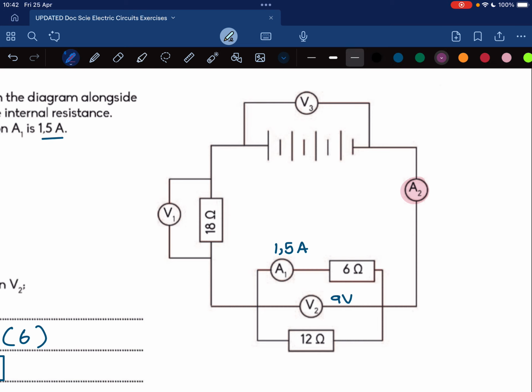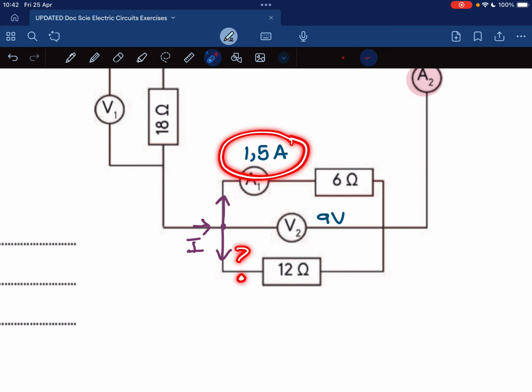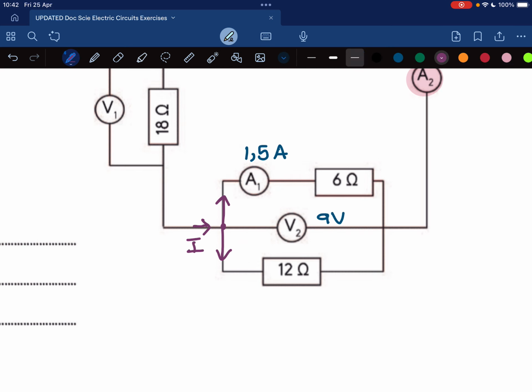Well, we know that in the parallel circuit the current is going to split. That means the total current that goes into this part of the parallel component is going to split into two. It splits into the 1.5 amps and it splits into an unknown amp. If we find that and add them together, we'll get the total current that enters and leaves this parallel component.